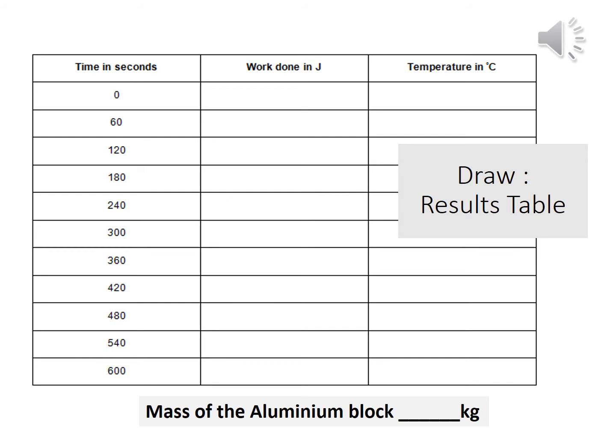And then just at the bottom, put a little note there that we need to record the mass of the aluminium block after we've weighed it.